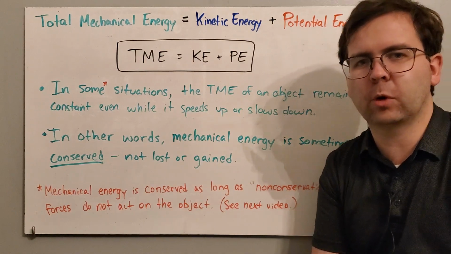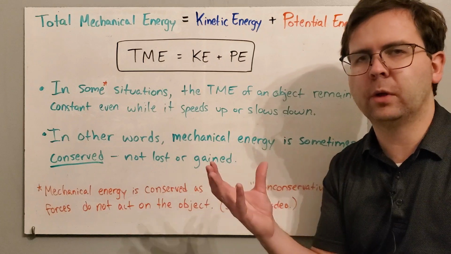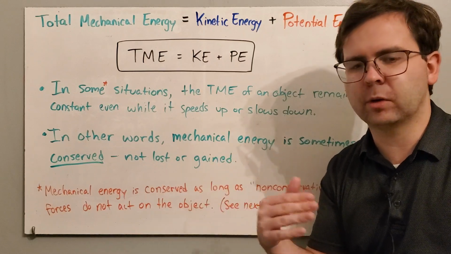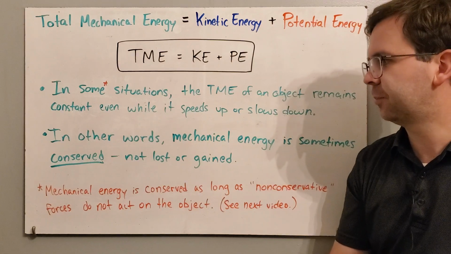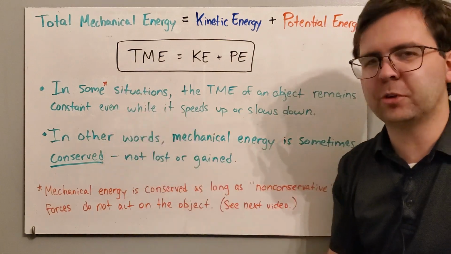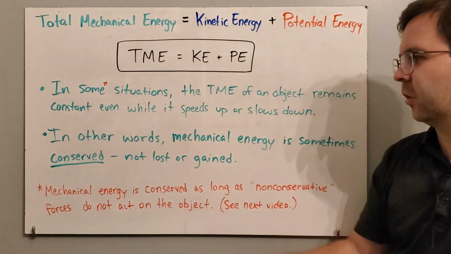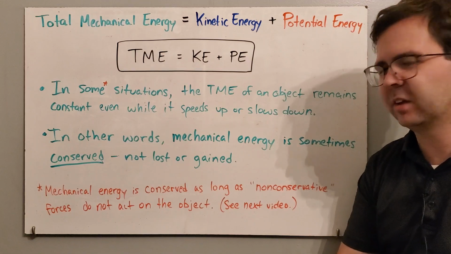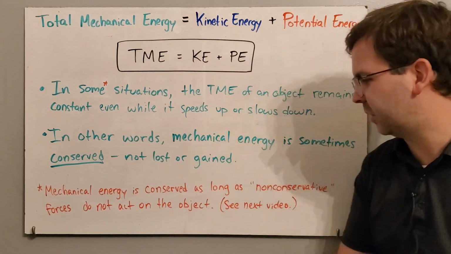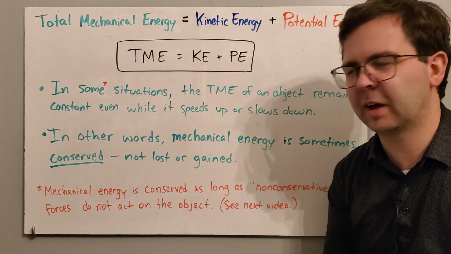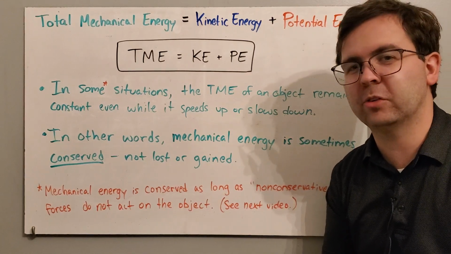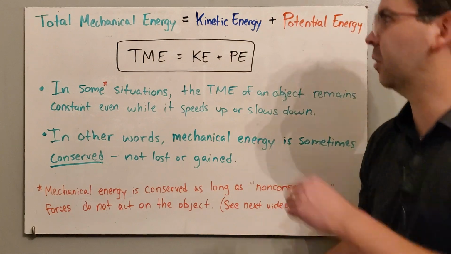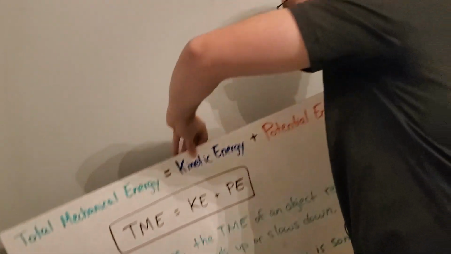And conserved is just the word we use to talk about the total is not lost, or we don't lose any of it, or we don't gain any of it. It stays constant. So you'll notice I said it's in some situations that this happens. Mechanical energy is conserved as long as non-conservative forces do not act on the object, which might seem kind of obvious, but you'll have to see a future video to understand what that means. For now, we're just talking about certain situations where mechanical energy is conserved. So one other situation where mechanical energy is conserved is in a pendulum swinging.